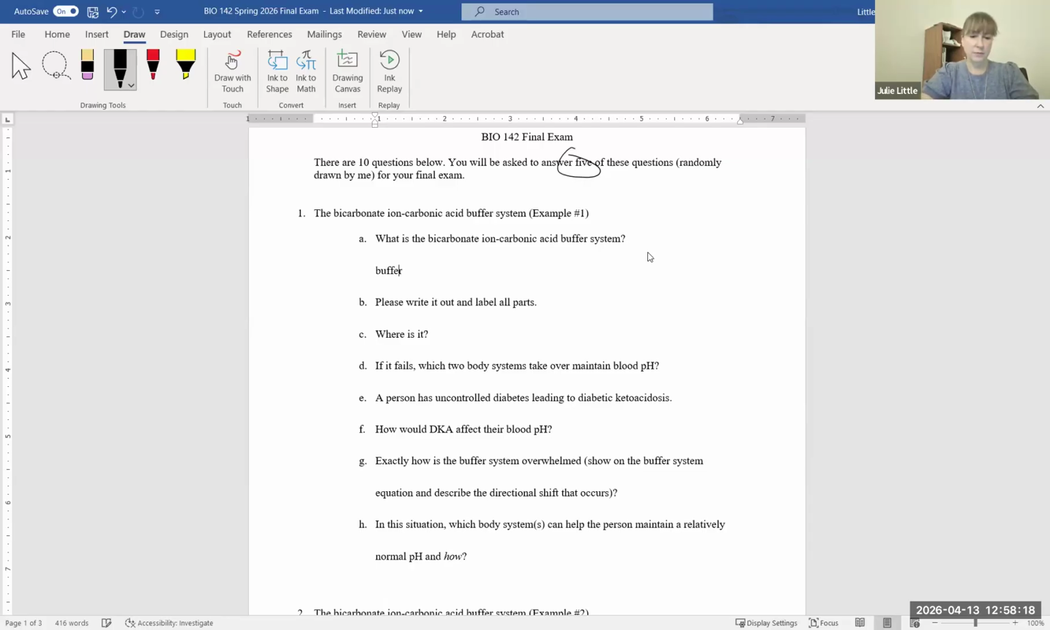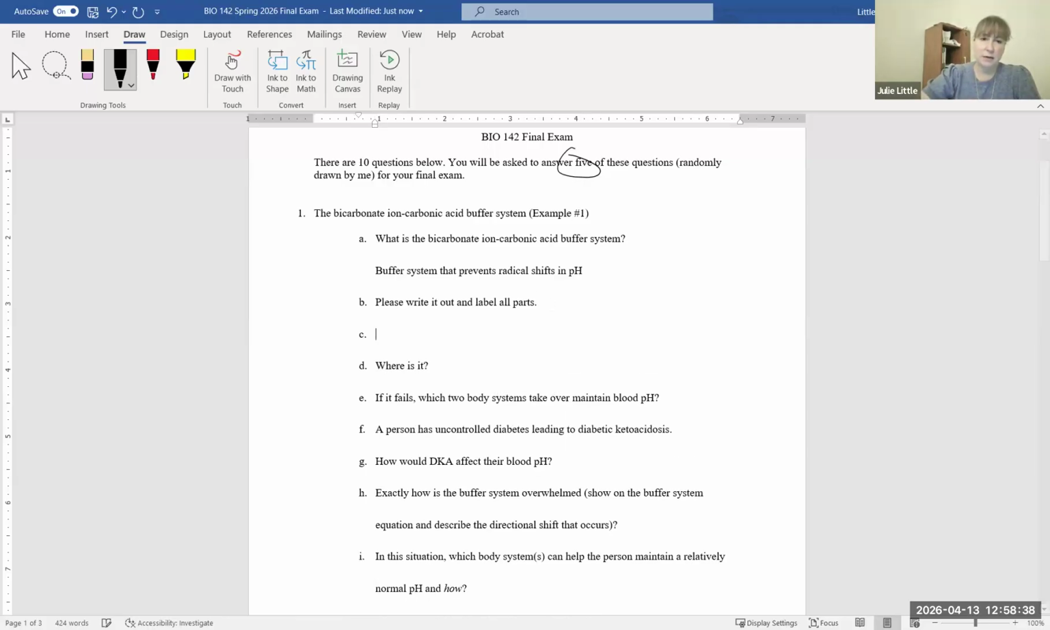Well, it is a buffer system that prevents radical shifts in pH. I know I write terribly. So that's what that is. That's a very simple, straightforward answer. What is it? That's what it is. When I ask you to please write it down and say all the parts, I'm sorry, I'm going to actually have to draw here. I need you to actually draw it.